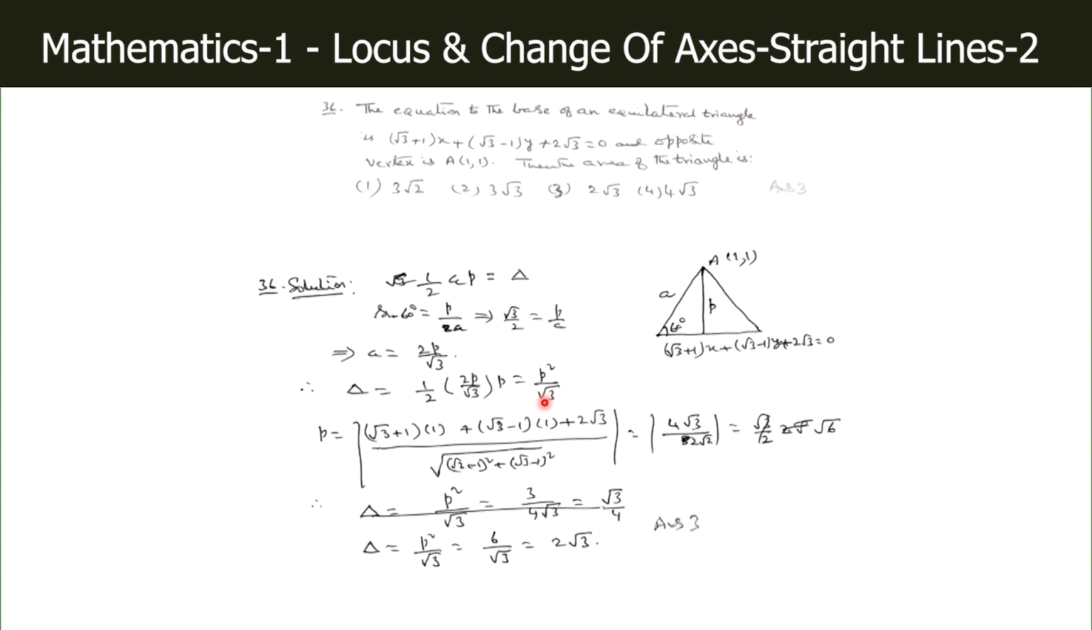So here, see, p is nothing but root 3 plus 1 into 1, because the point A is 1, 1, plus root 3 minus 1 into 1 plus 2 root 3 by square root of root 3 plus 1 whole square plus root 3 minus 1 whole square, which is 4 root 3 by 2 root 3, which is root 3. So therefore, delta is equal to p square by root 3, which is 2 root 3. So the answer is number 3.